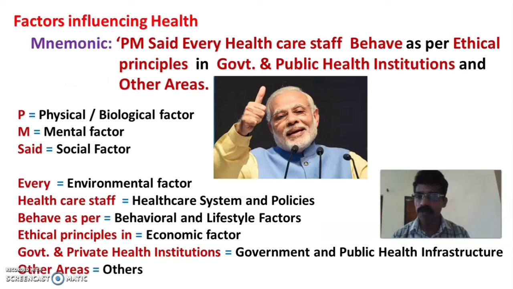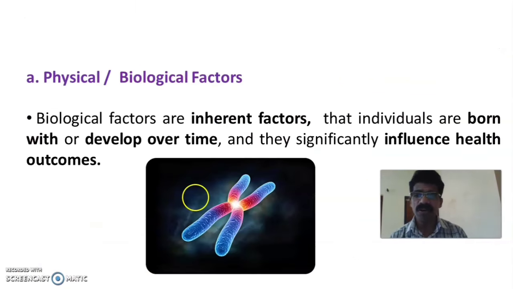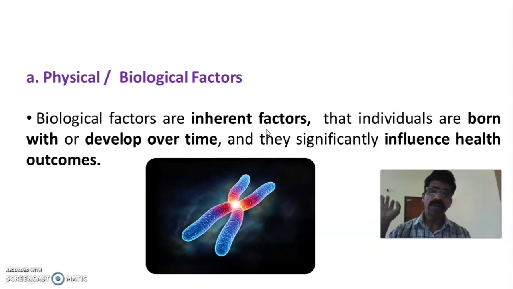Now let us discuss one by one how each factor positively or negatively influences the health of an individual. First one is physical or biological factors. Biological or physical factors are inherent factors, inherited from our parents. Children inherit them from their parents; these are hereditary factors that an individual is born with. They are inborn at birth, or can also develop over time, and they significantly influence health outcomes.